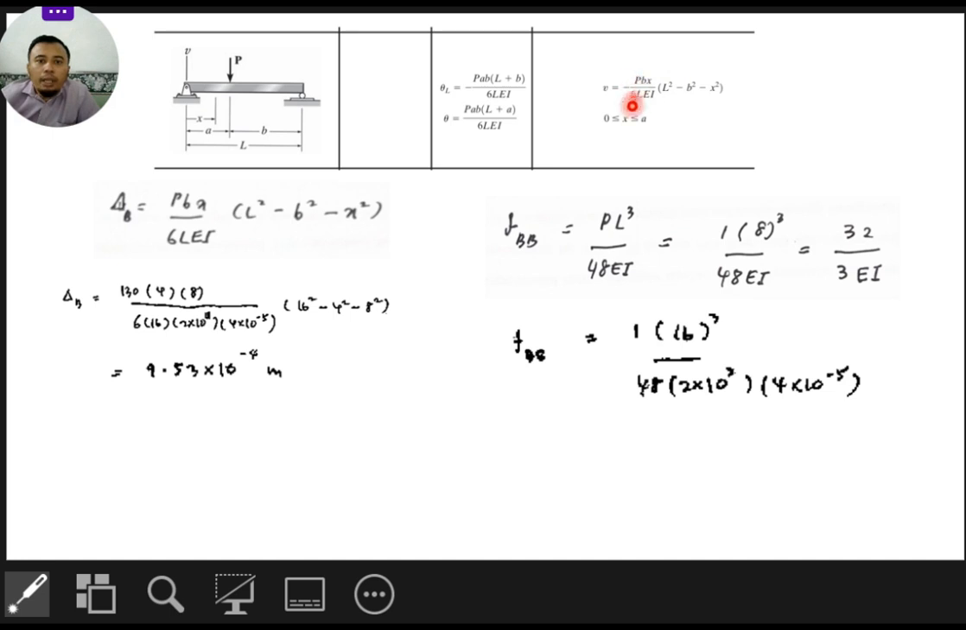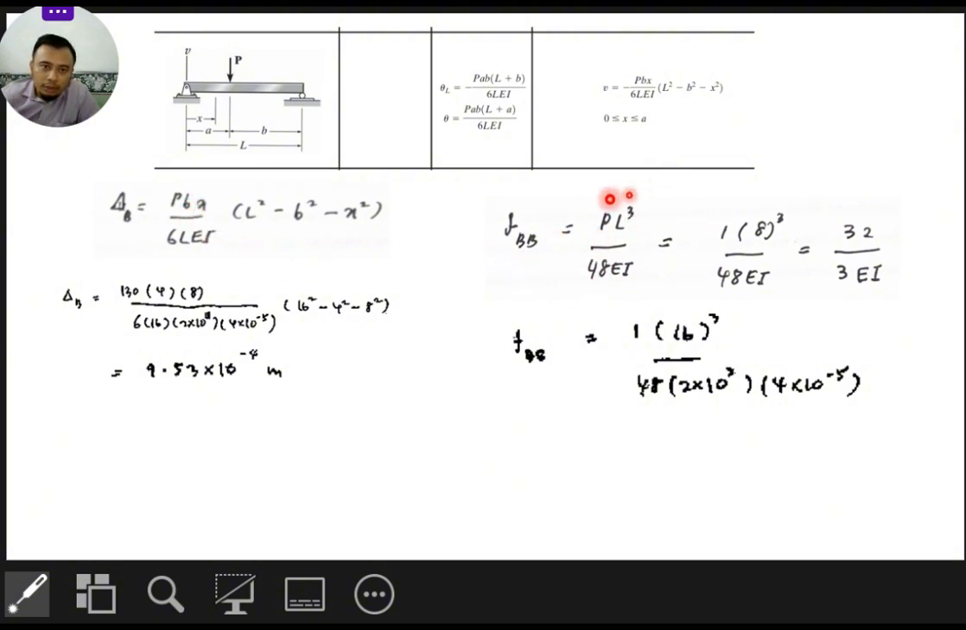We use PBX over 6LEI, L squared minus B squared minus X squared. So this is your equation. You put in your value. So 130 is your P value, B is 4, X is 8, and so on. And this is your E and I. So you get your value of delta B, displacement at B due to force P.